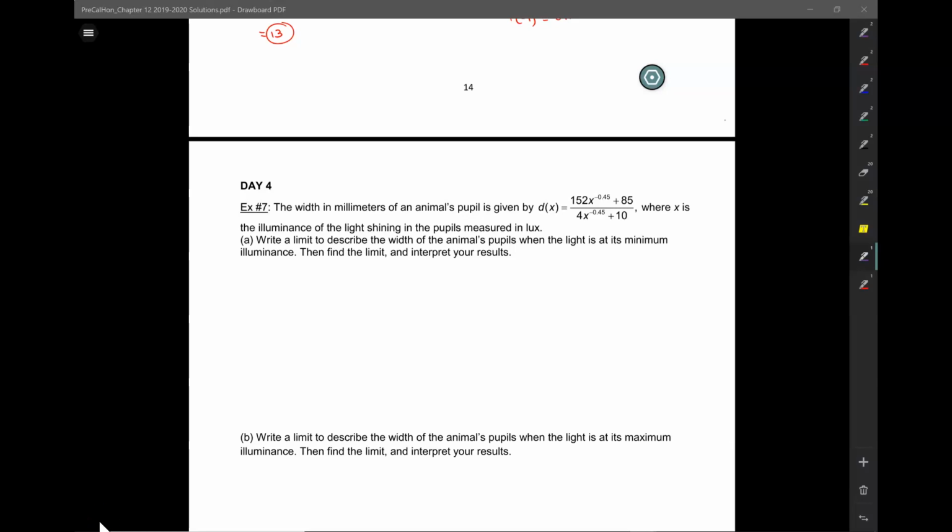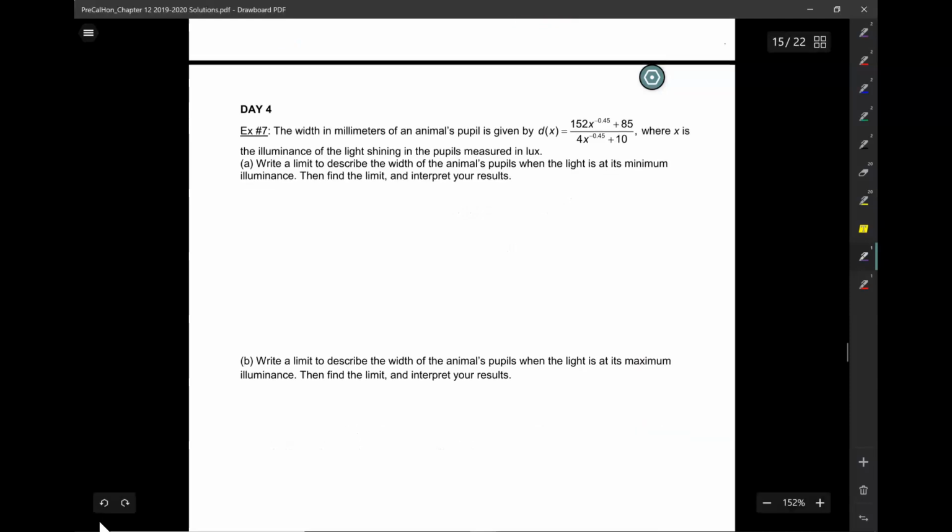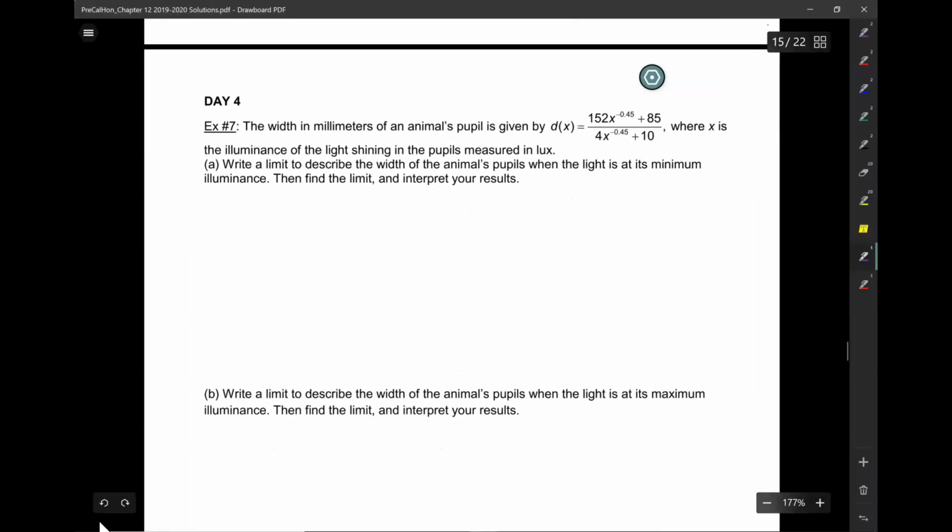Hey guys, this is 12.2, day 4, and what's math, especially limits, if we didn't do some word problems. So here we go. Let's get started.